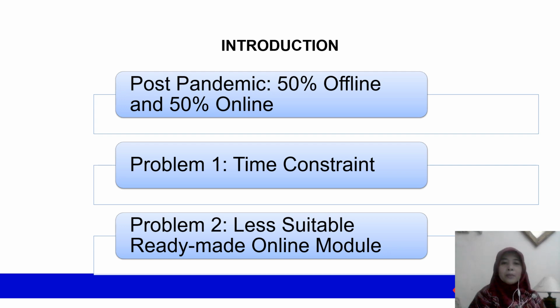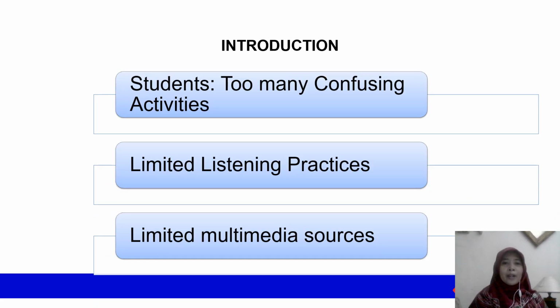Another problem is that there are quite a few available ready-made modules, but somehow they are less suitable. Why do I say that? Because I got feedback from students that there are too many confusing activities. Confusing to them means that teachers have to be able to explain it, while there are moments for them to be away from the teacher during the week after they have the offline.